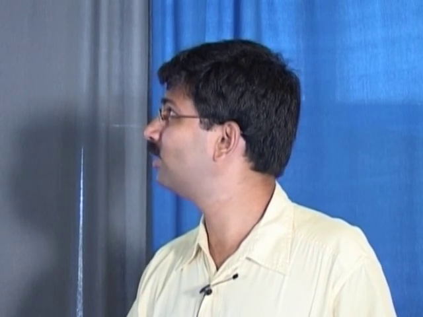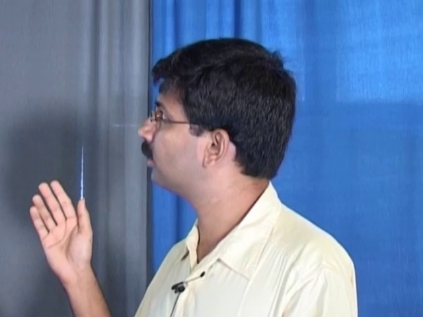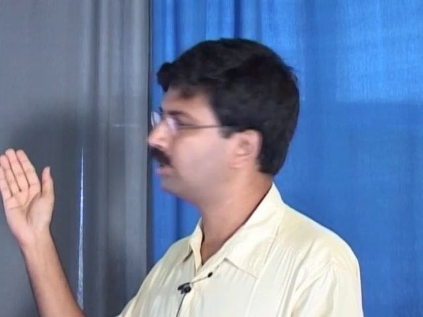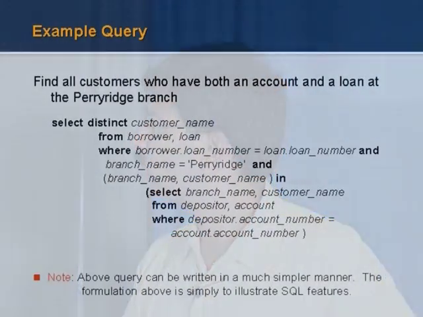Customers who have both an account and a loan at Perry Ridge. So first look at the logic. You need to know the branch name, which is Perry Ridge. You need to know the customer name. They are in two tables, so we have to join the two tables. For the loan, you have to join borrower and loan. For the account, you have to join depositor and account. So there are two sets of joins to be done. So this part says select this thing. We'll come to that part later.